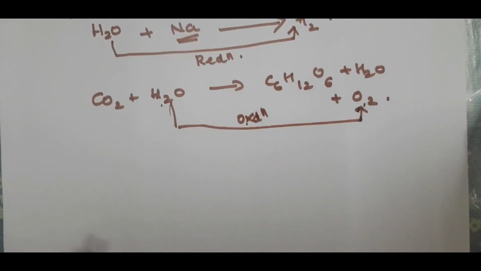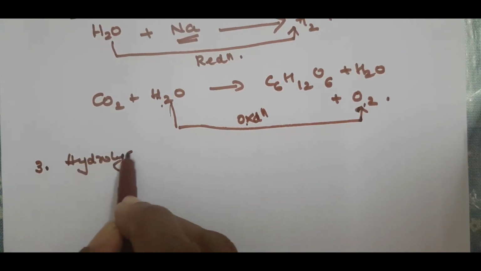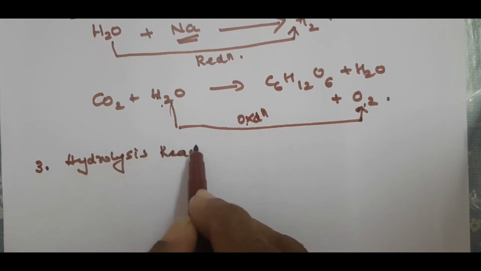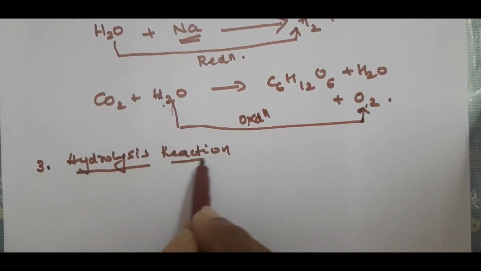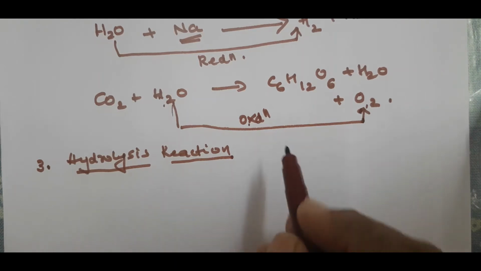Now the third type of reaction is called hydrolysis reaction. What is it? Hydrolysis reaction means nothing but the addition of water into the compounds. Addition of water into the compounds is mainly called hydrolysis reaction. Or we can say, we always say that ionic compounds dissolve in water, isn't it? Or the dissolution in water by these compounds takes place.